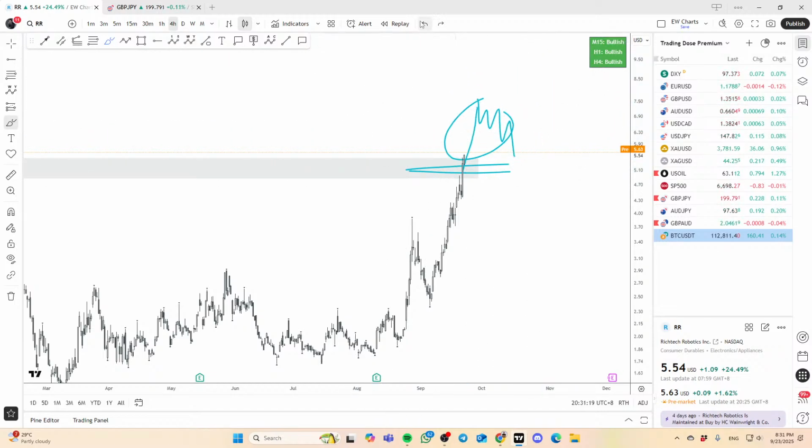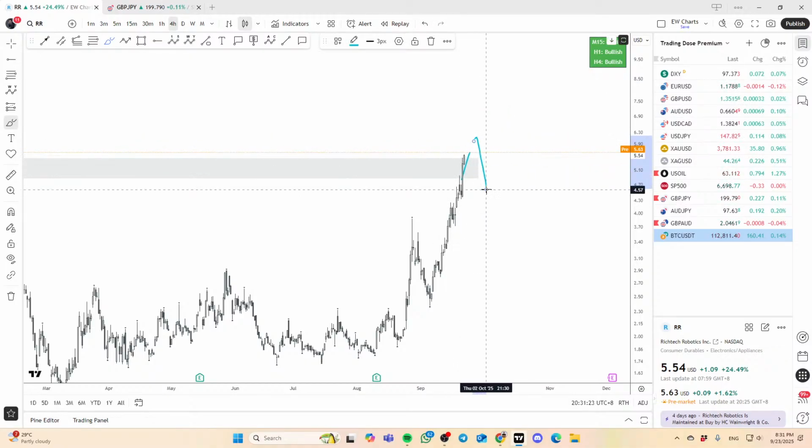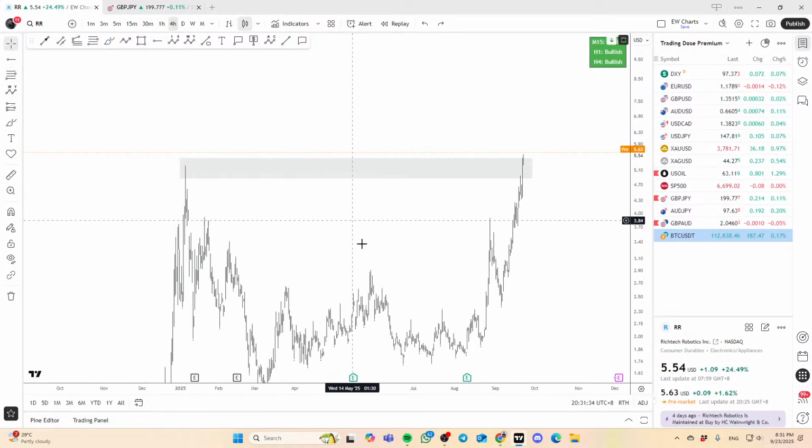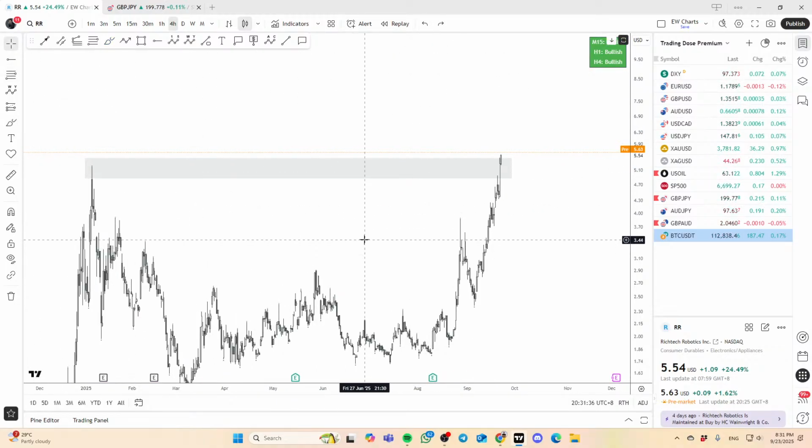Okay, but if today you start to see price go up but instantly reverse and close back down today, that's a reversal sign, which means that this can be a potential double top, right? So just bear that in mind. Okay, so that's my take on this stock.